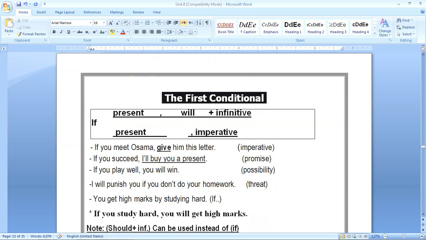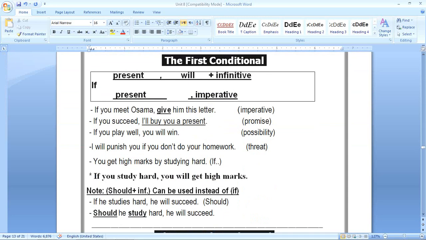The next part is about the first conditional. The first conditional has its own structure, which is if plus present simple, plus will plus infinitive. And in the first conditional, you can begin the other part of the sentence by using the imperative form. What is meant by the imperative form? When you begin a sentence with a verb, like open the door, close the window, give him a present, and so on.